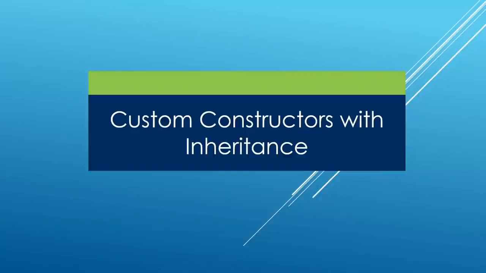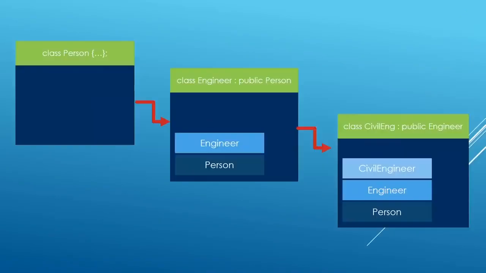In this lecture, we're going to see a way we can instruct for custom constructors to be called when our derived objects are being built and set up. In the last lecture, we saw a figure like this. We had an inheritance hierarchy that went from person to engineer and to civil engineer.